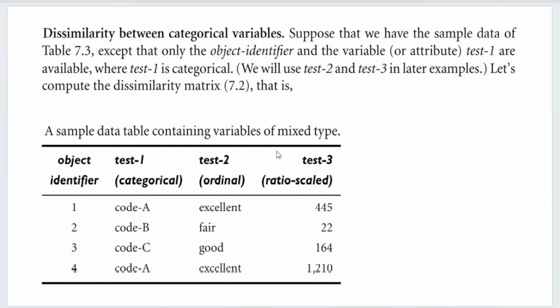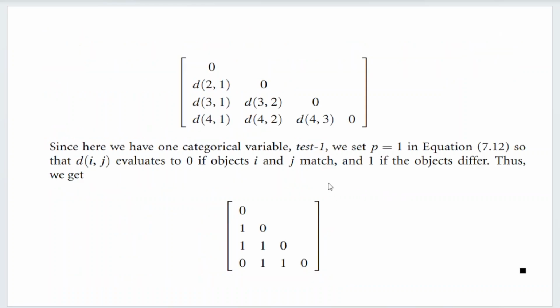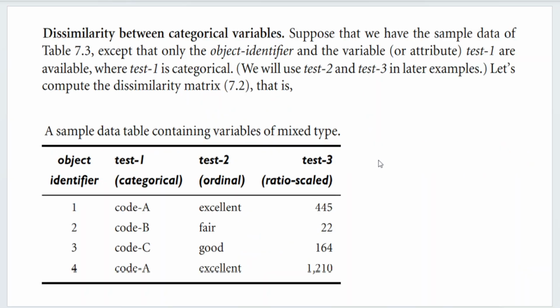Suppose we have sample data like this, with object identifiers, and test 1 categorical data like categorical data A, B, C, A. And what are my test 2 values here? I have excellent, fair, good, and excellent values. And test 3 values are there. That means this is for the categorical, this is for the ordinal, and this is for the ratio scaled variables. Suppose for the categorical variable test 1, we will set p is equal to 1 in equation 7.